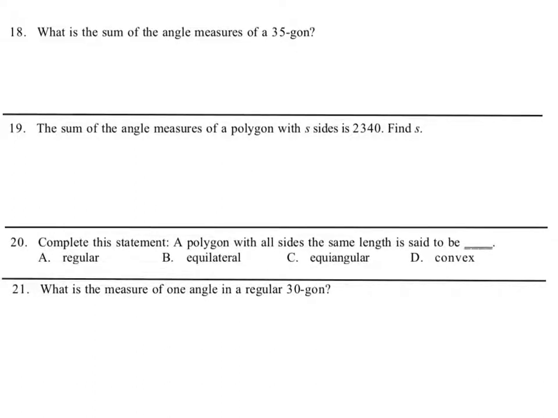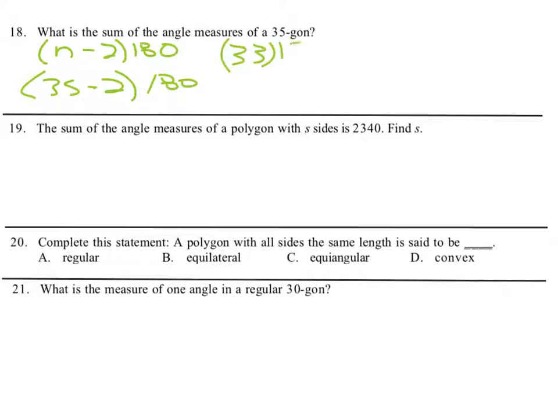Okay, so these are all of a certain type with the angle measures and polygons and whatnot. So what's the sum of the angle measures of a 35-gon? Well, the 35-gon has no necessary name, but it's got 35 sides. And when we want to know the sum of the angle measures, we do n minus 2 times 180. So if you sub that in, you would get 35 minus 2 times 180, or 33 times 180.